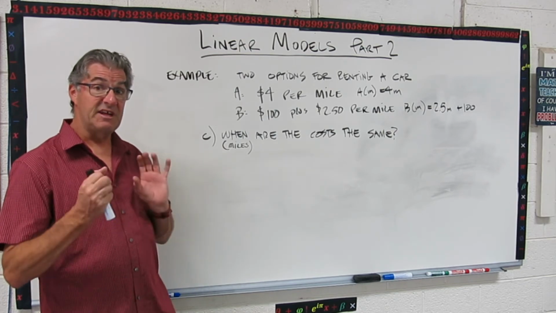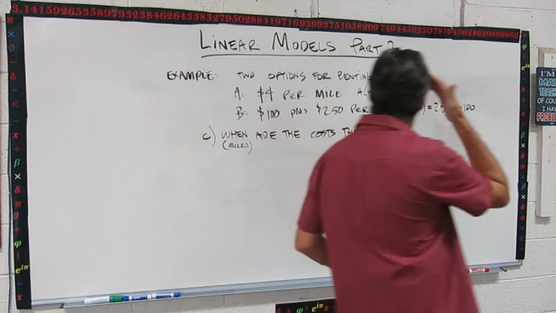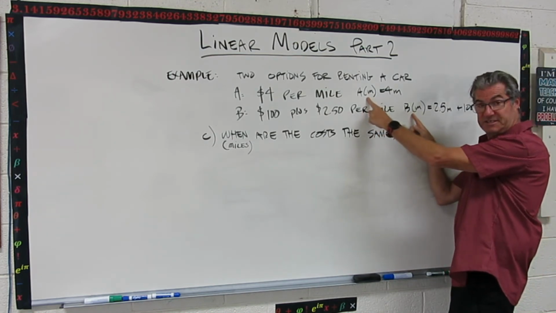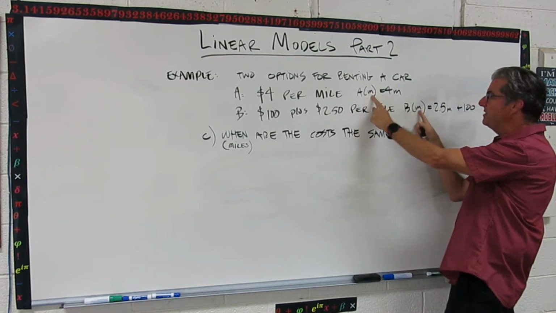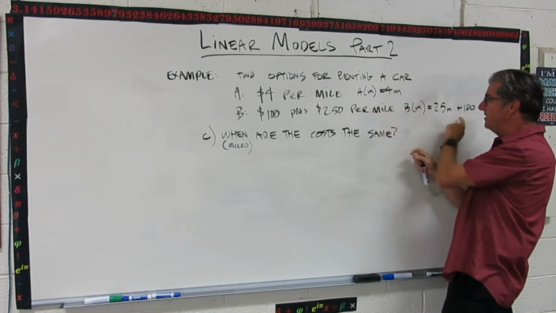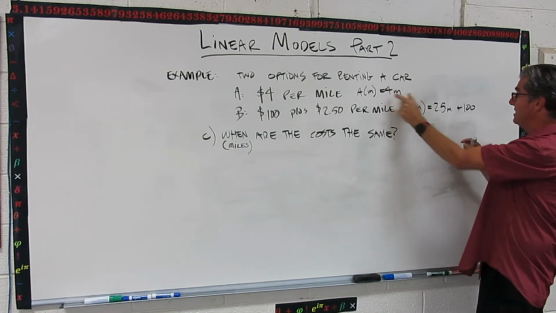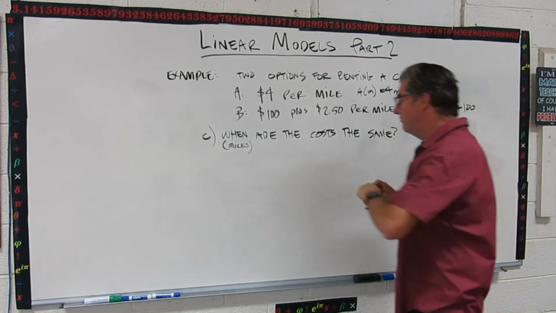Okay, so here's the leap. When the costs are the same, these two things are the same. It'll be the miles that make this the same as the miles that make this the same. So all we have to do is set this part equal to that part. So we're going to write this equation.